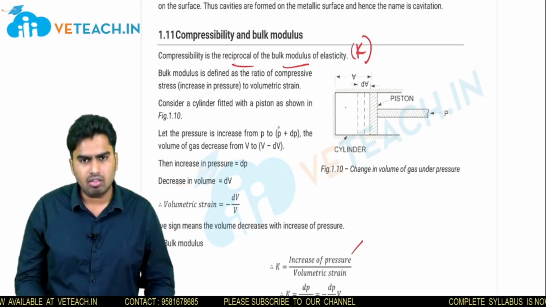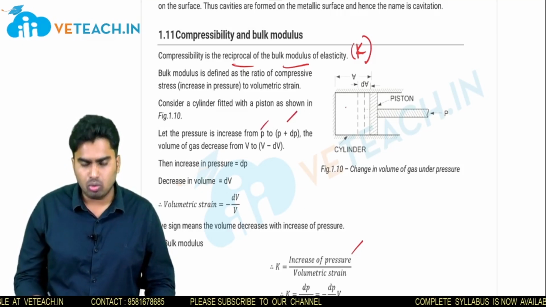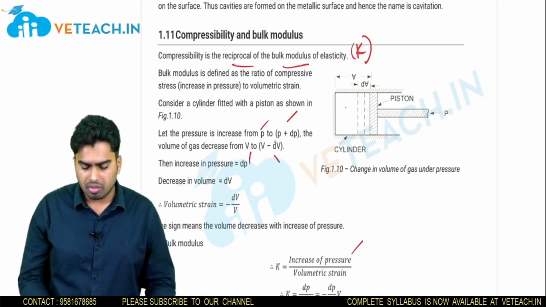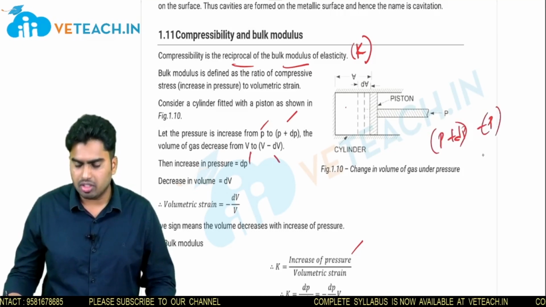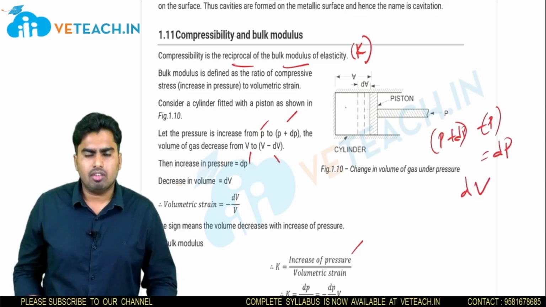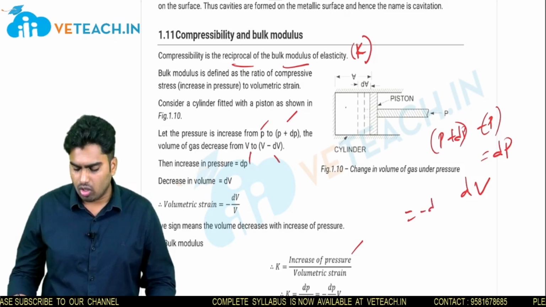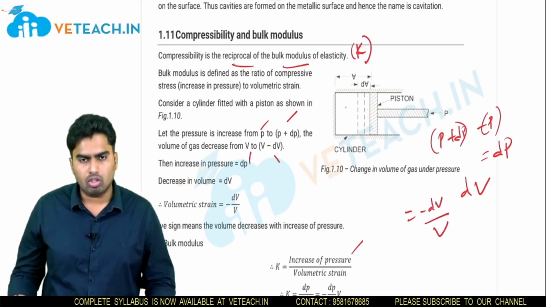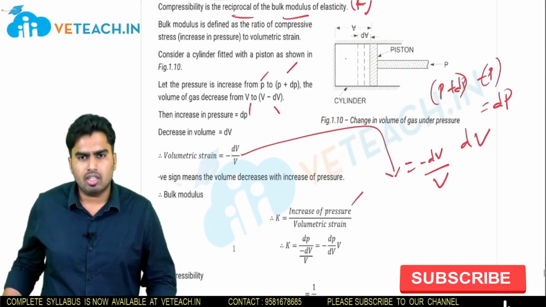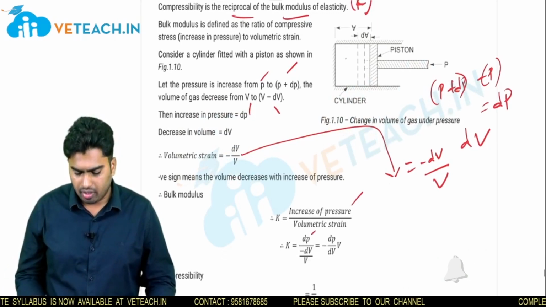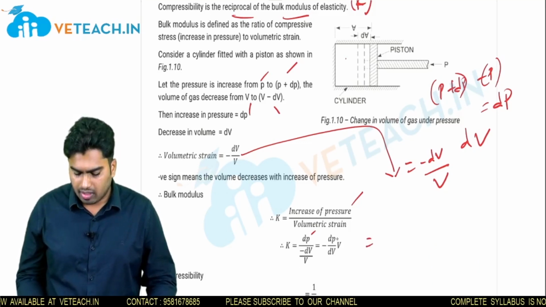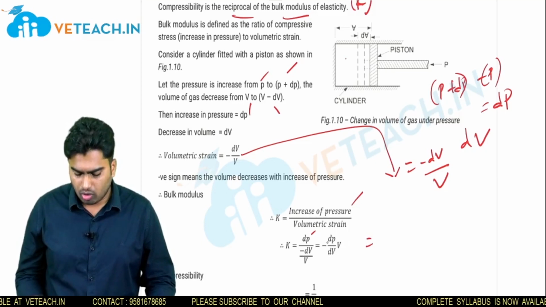What will happen? As we are doing compression, pressure will increase from P to some P plus dP. As we are compressing, volume will decrease from V to V minus dV. So the change in pressure is P plus dP minus P, so the change in pressure is dP. Similarly, the change in volume will be dV. So volumetric strain for a decrease in volume will be change in volume, which is minus dV, to the initial volume V. This is my volumetric strain. So bulk modulus is the ratio of increase in pressure to the volumetric strain. So the increase in pressure is dP by volumetric strain, which is minus dV by V. If I rewrite this equation, I will get it as minus dP into V by dV. So this is about bulk modulus.